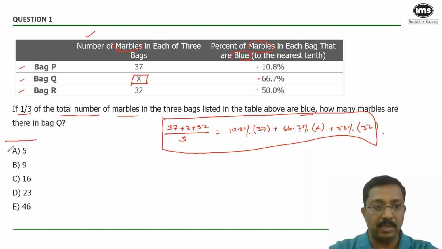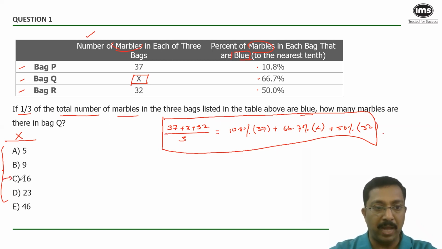Here, you know that the question is asking you for the number of marbles in bag Q. So can we not list out these choices as x? Because one of these must be the value of x. And choices are without variables. And moreover, you see them in ascending order. So we can go by back solving.